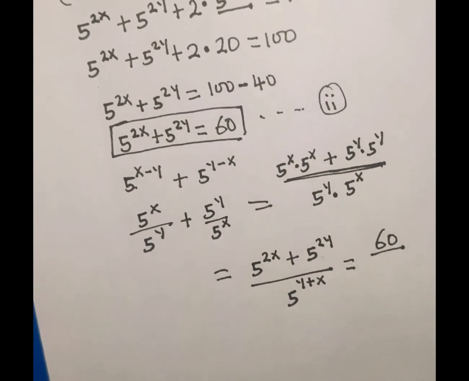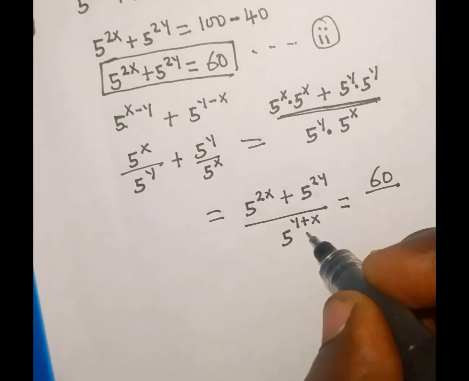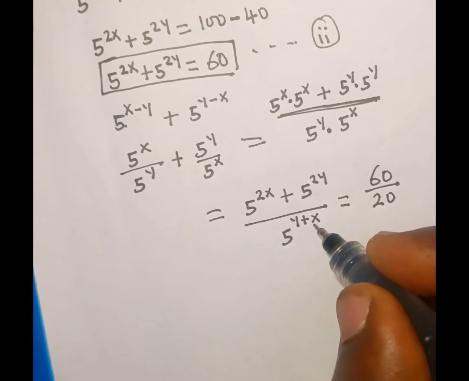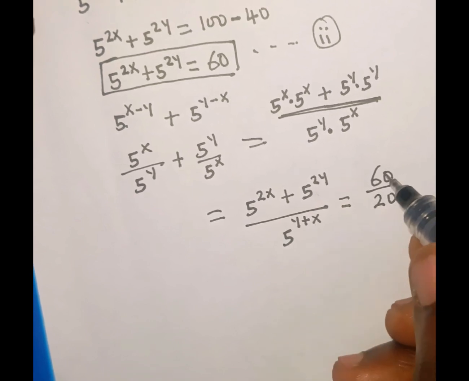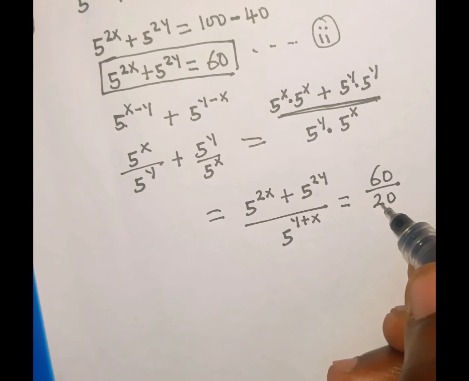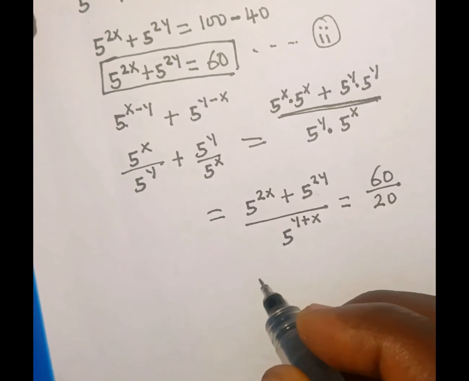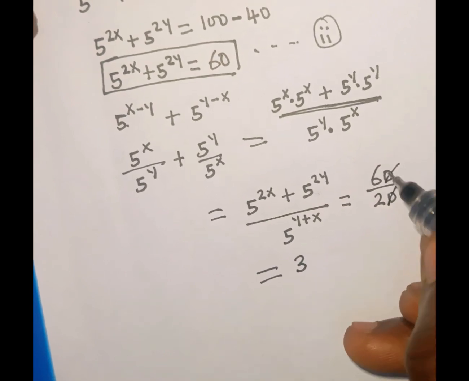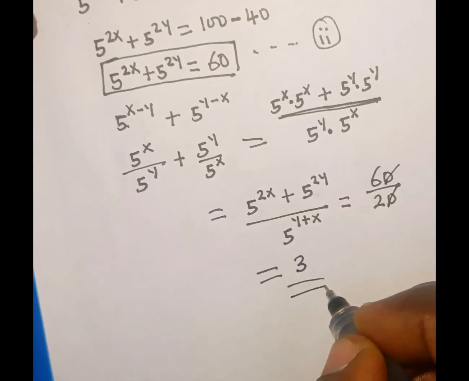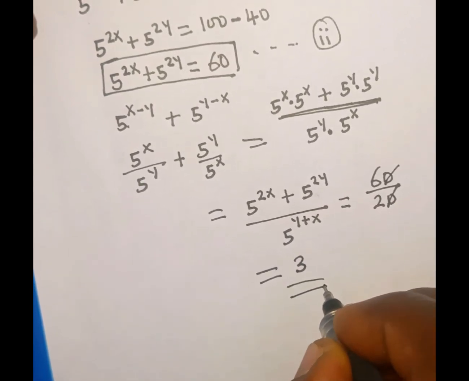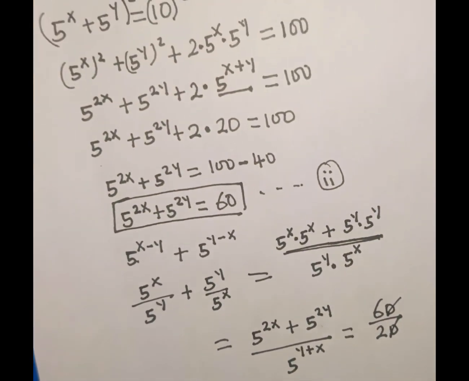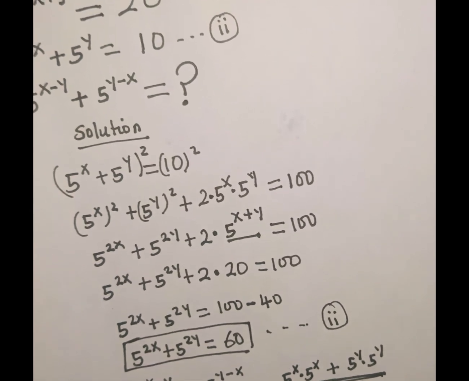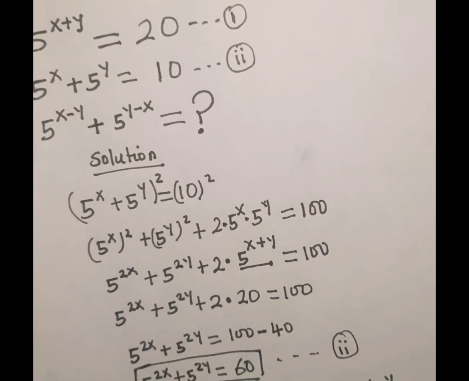So therefore, in the denominator, we're going to replace 20 in place of here. Remember that addition is commutative, so y plus x is the same as x plus y. So therefore, we're going to replace it as 20. Then 60 divided by 20 is going to give us 3. So because the 0 here is going to cancel, then 6 divided by 2 is going to be 3. So therefore, the value of 5 to the power of x minus y plus 5 to the power of y minus x from these above two equations is the same as 3.